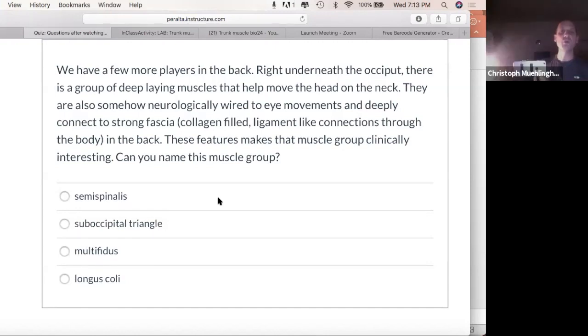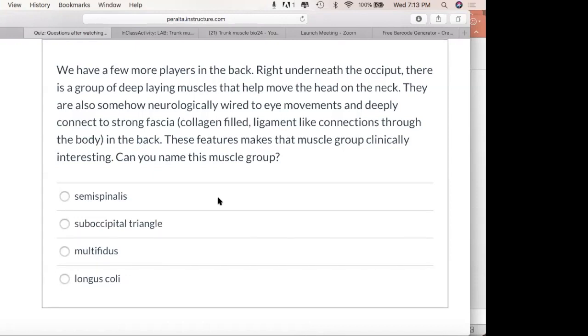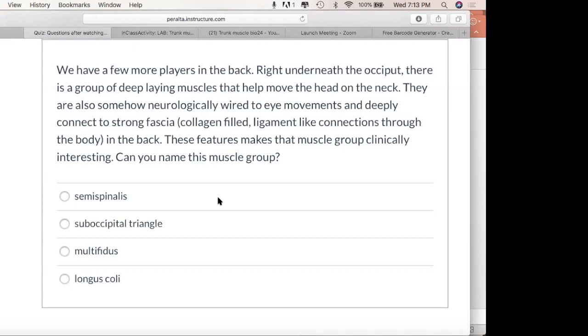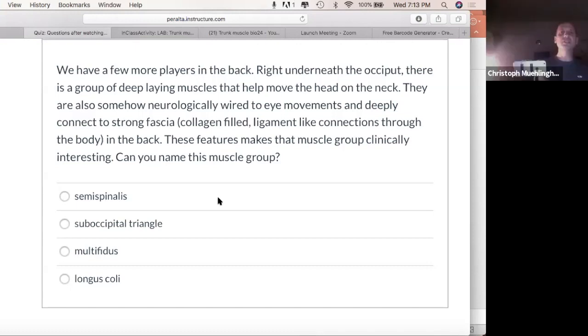We have a few more players in the back, right underneath the occiput. There's a group of deep-lying muscles that help us move the head and the neck. They are also somewhat neurologically wired to eye movements and deeply connected to strong fascia in the back. These features make that muscle group clinically very interesting. Can you name the muscle group? The suboccipital triangle. The suboccipital triangle.